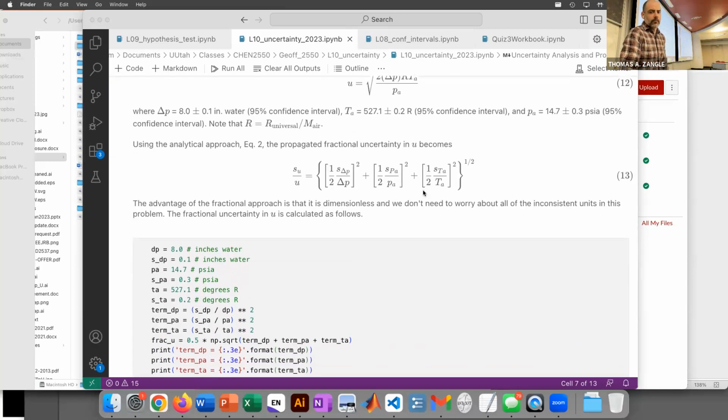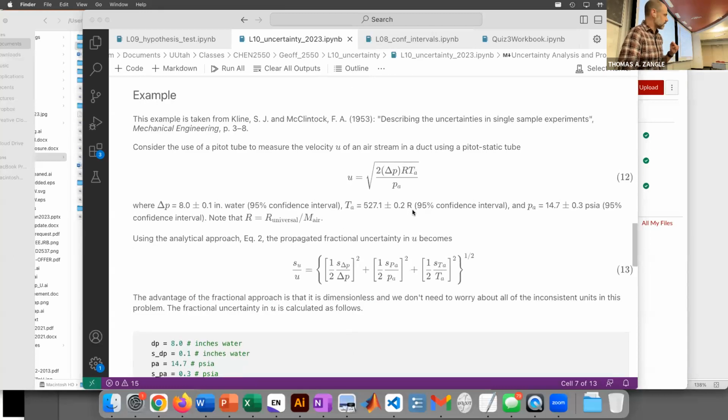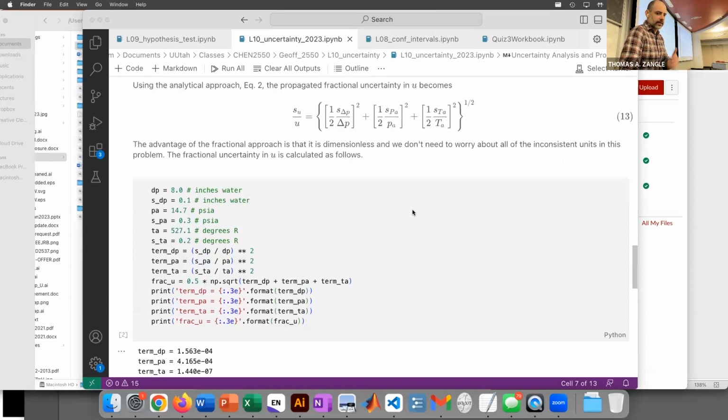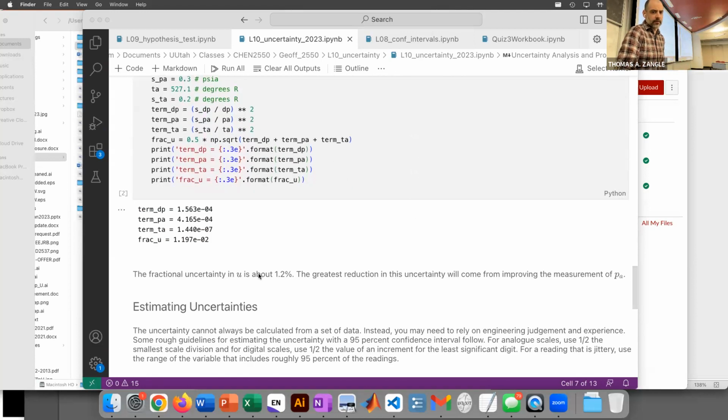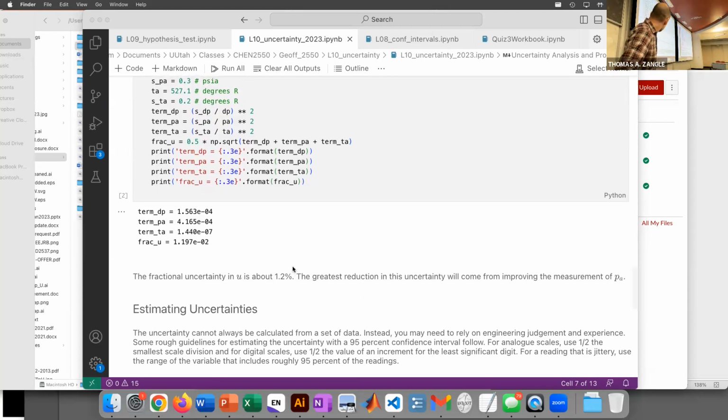All right. So once we have the sensitivities, which we find from the functional form, and we have the relative uncertainties, then we can combine them together and end up with our final estimate. And so what we end up with here is a fractional uncertainty of about 1.2%.